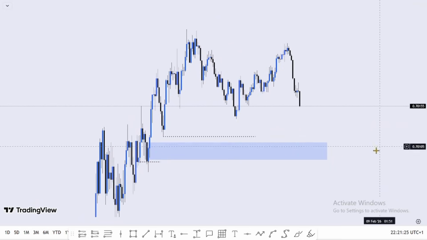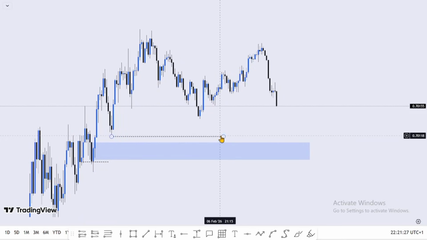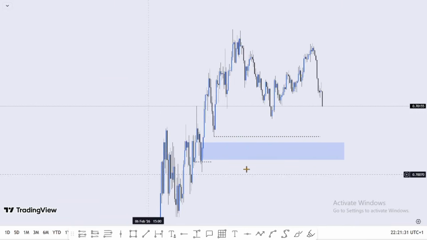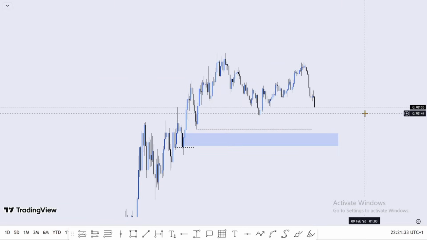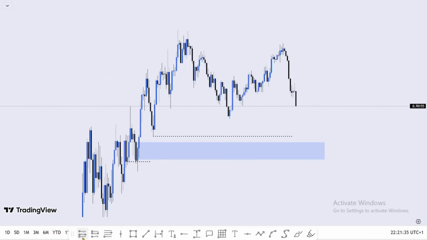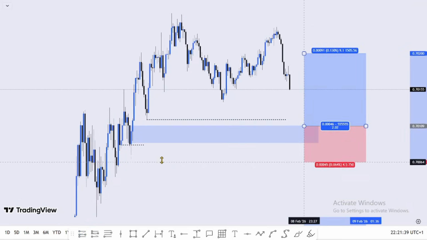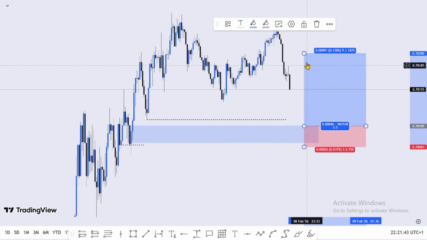Alright, so this is actually a trade that is worth taking. I won't be taking it. The reason why I won't be taking it is because we are so close to our draw on liquidity. I will show you guys in a bit. But this is how this trade will look. I can actually monitor this trade to see if it works. You just have to keep taking data.